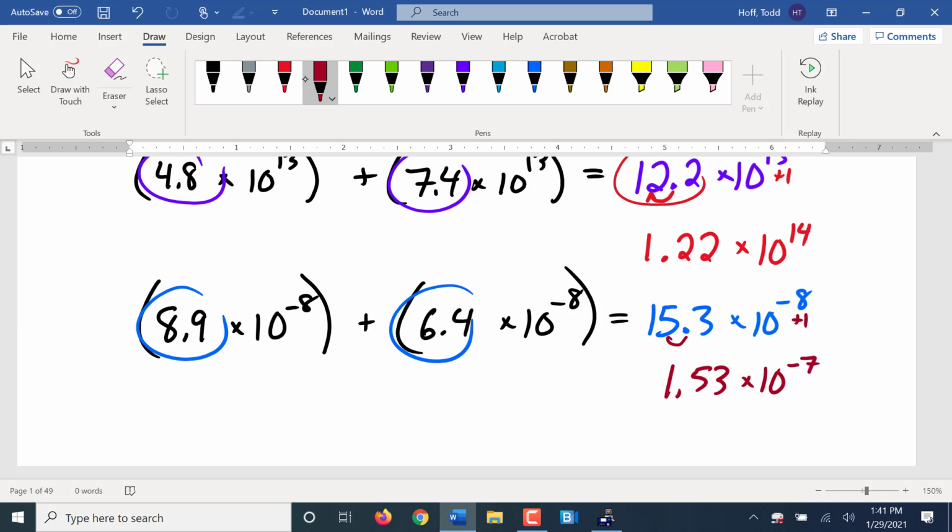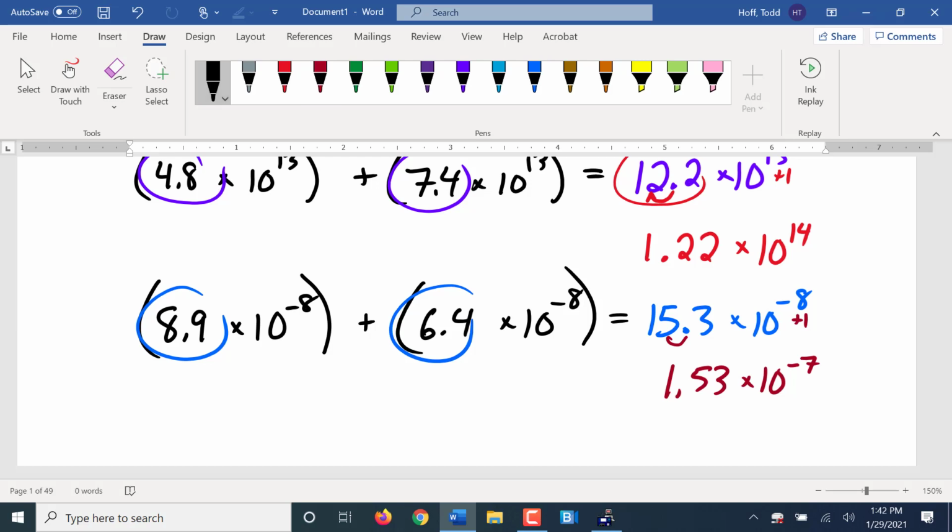A lot of people want to go the wrong direction on the negative powers. Yeah, if this gets smaller by 1 place value, add 1 there. If it got smaller by 2 place values, which we'll see later on, then you have to add 2. If it gets smaller by 3 place values, you add 3.